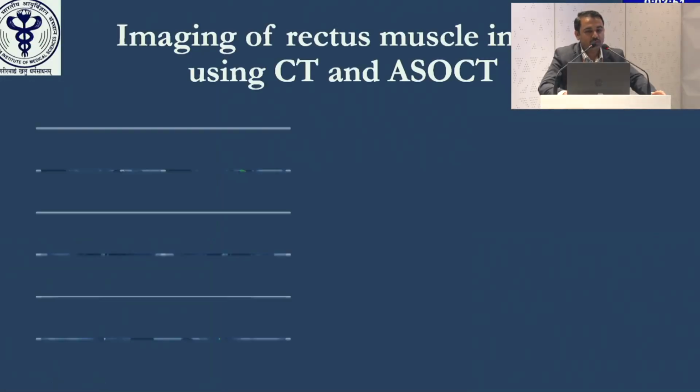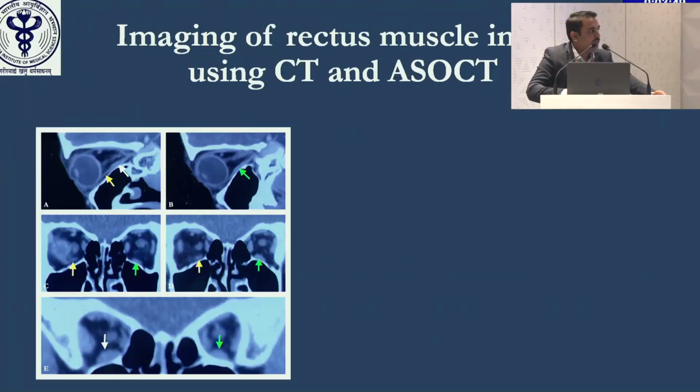So this is the fourth thing I want to tell. This is a 44-year-old male patient who had trauma to the right eye and presented with hypertropia in the right eye, and he wanted to undergo surgery for diplopia cure. So we did a CT scan. In this sagittal scan, you can see this is the left eye, and the right eye is hypertropic.